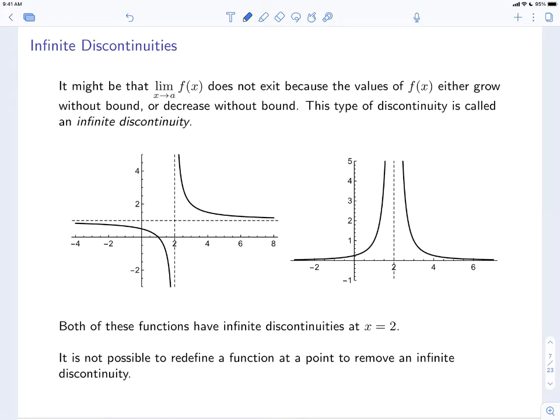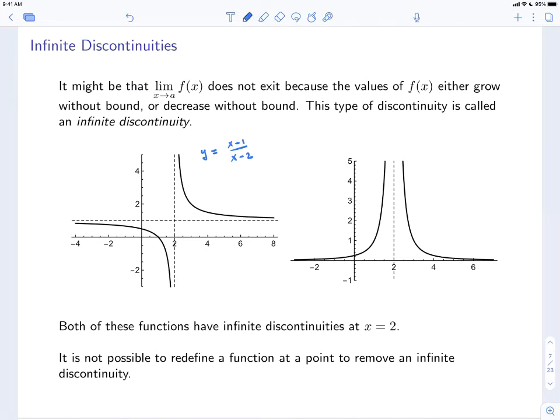The function on the left has graph y equals x minus 1 over x minus 2. This is the graph of y equals 1 over x shifted to the right by 2 and then up by 1. The limit as x approaches 2 from the right is infinity, but the limit as x approaches 2 from the left is negative infinity.